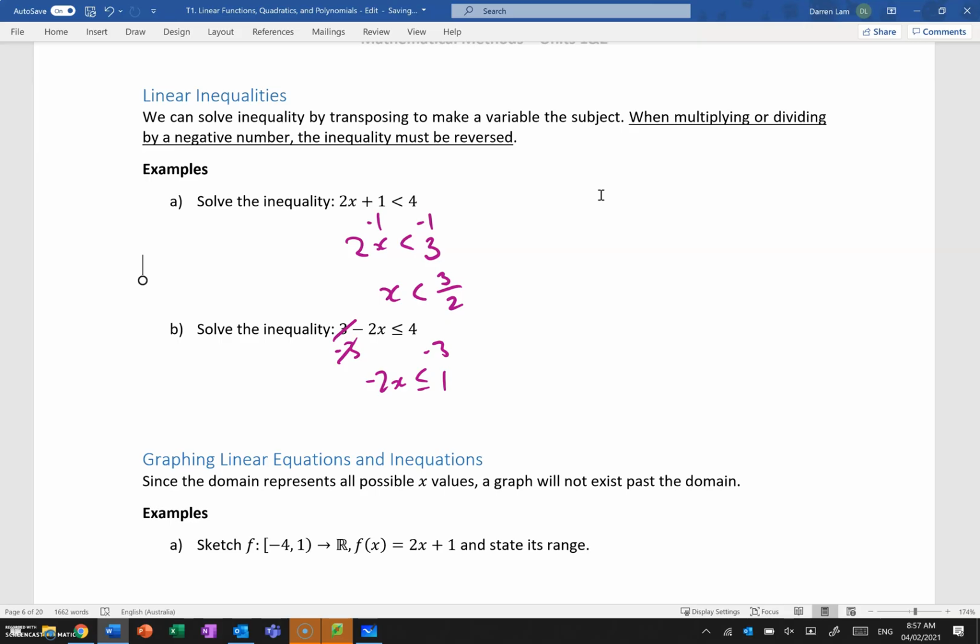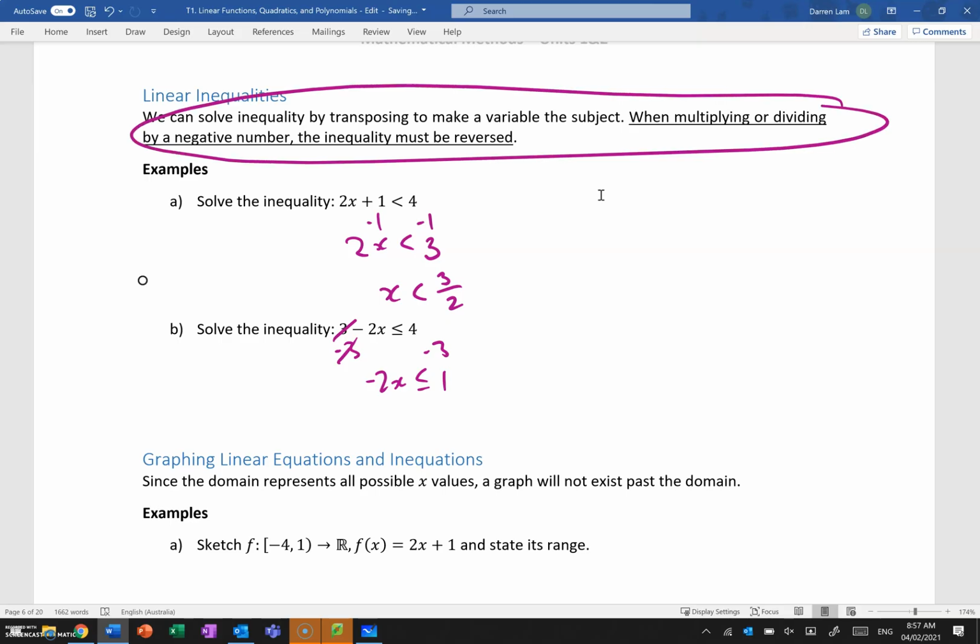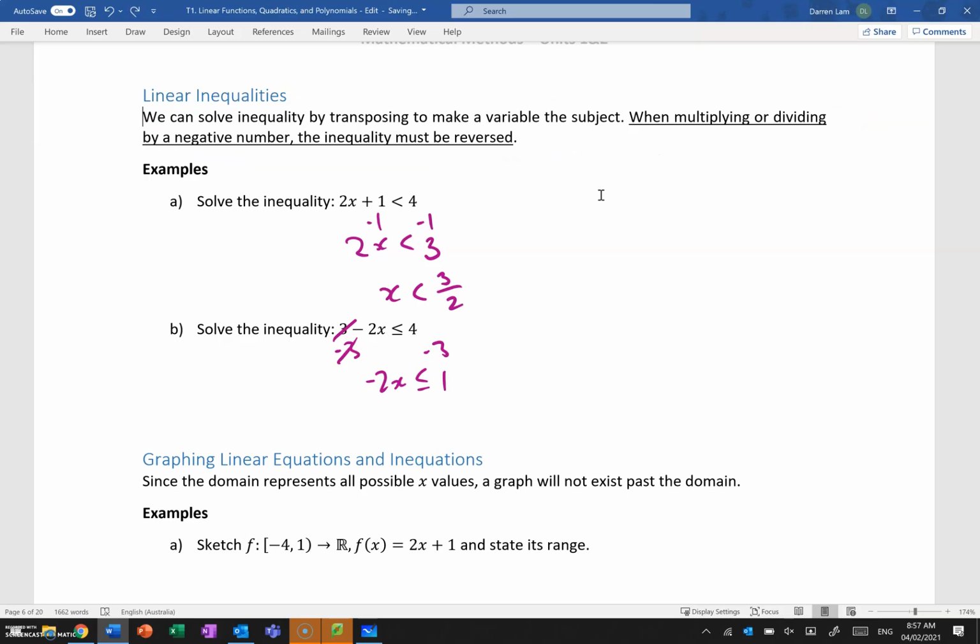Now, what do I normally do here in this situation to get rid of the negative 2? I would divide by negative 2. Yeah, is that what you're going to say? Yep, divide by negative 2. In which case, I'm dividing or multiplying by a negative number. So I have to flip the inequality. So if I'm dividing by negative 2 on both sides, I get x is greater than or equal to 1 over negative 2, or negative 1 over 2. That's it. That's literally it when it comes to solving linear inequalities.